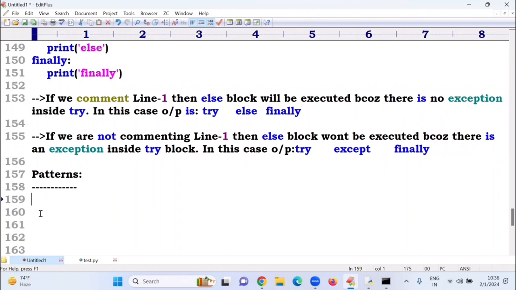We need to go with our patterns. Okay. These patterns, daily in the tutorial I will tell, all these patterns you have to write on one side. Okay.